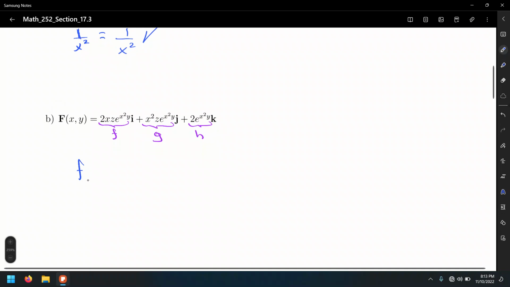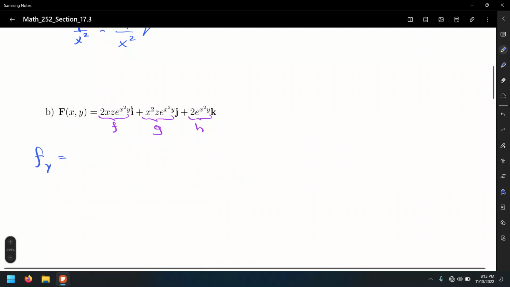So let me write down f sub y, that is the partial derivative of f with respect to y. So the derivative with respect to y, well, everything here is constant, that's 2x z e to the x squared y. But in this case, by the chain rule, careful. What would be the derivative of the exponent with respect to y? x squared, right? The constant coefficient x squared. I know it looks like a variable, but since this is partial differentiation, so that's 2x times 2x, and that simplifies to 4x.